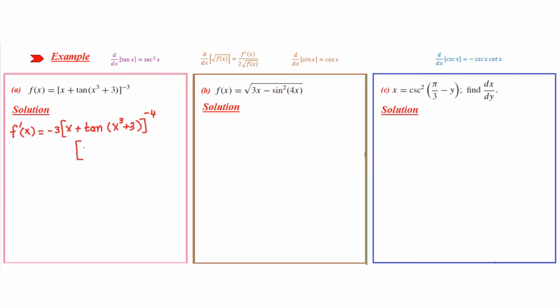So the derivative of x equals 1, plus the derivative of tan, which is secant square, but you have to differentiate the angle of tan. So the derivative of the angle is 3x square, plus 3 is constant and its derivative equals 0. This is the derivative of the angle. Then the derivative of tan is secant square of the same angle, x power 3 plus 3.